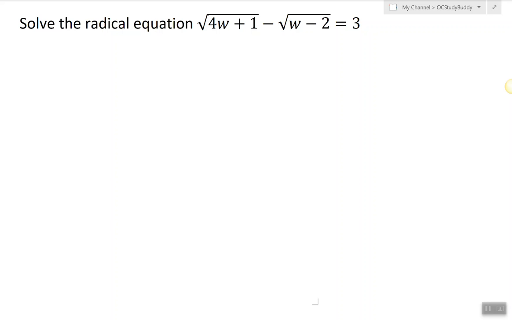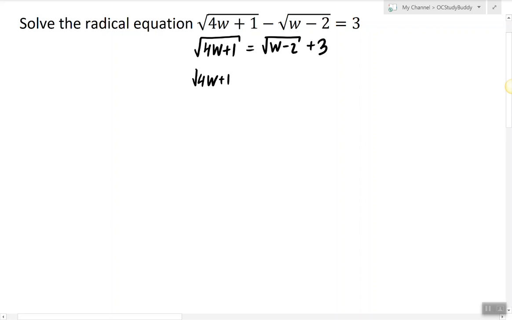So let's isolate the easiest one. Let's just add the square root of w minus 2 to both sides. As a result, we have the square root of 4w plus 1 equals the square root of w minus 2 plus 3. The next step is to square both sides. Why square? Because we have a square root, so to clear that radical, we have to square both sides.